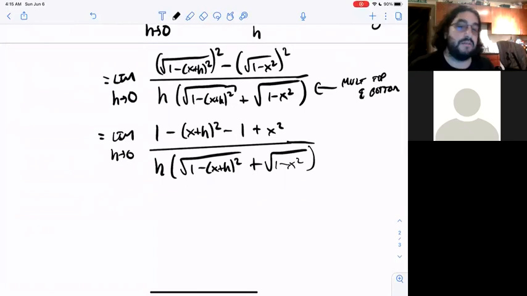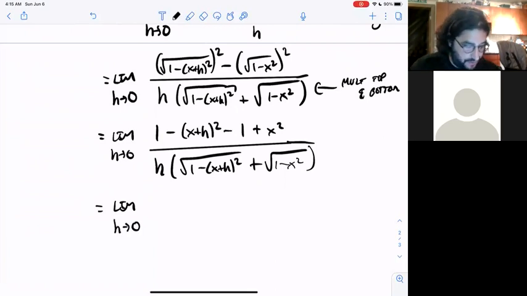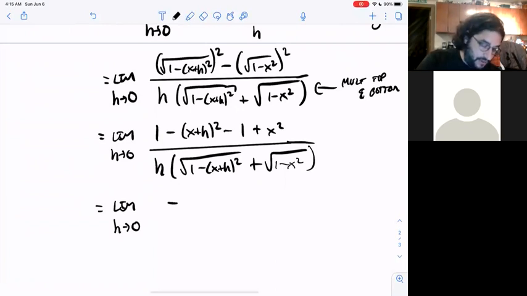Then I can actually expand out, just FOIL that x plus h squared, and that will be nice because those x squareds up top will cancel. And the ones also cancel, right? So there's actually a lot of cancellation up top. I'm left with not much. After the ones cancel, after the x squareds cancel, what I have is just negative 2hx minus h squared.